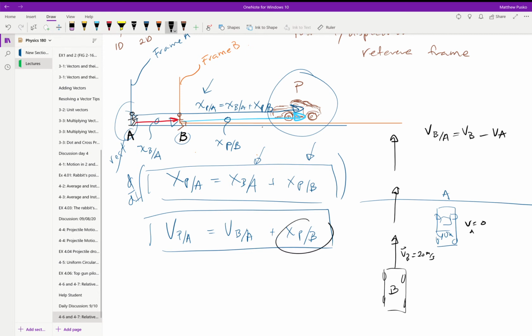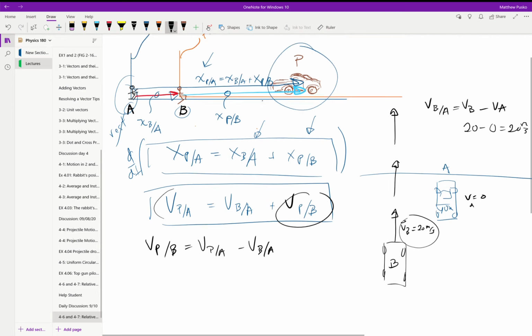And check it out, I can rearrange this equation to say that the velocity of P with respect to B is equal to the velocity of P with respect to A minus the velocity of B with respect to A. So how fast is that car going with respect to you then? It's going 20 meters per second, because we have the velocity of B minus 0, which is equal to 20 meters per second. Let's do another case though.